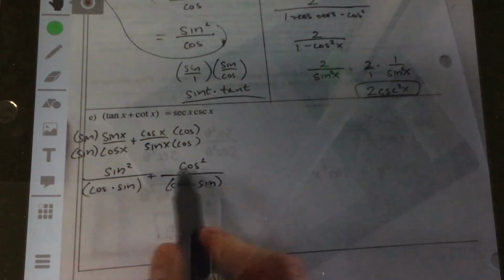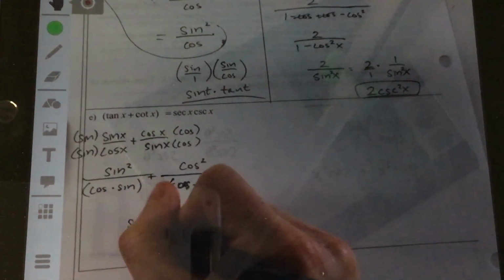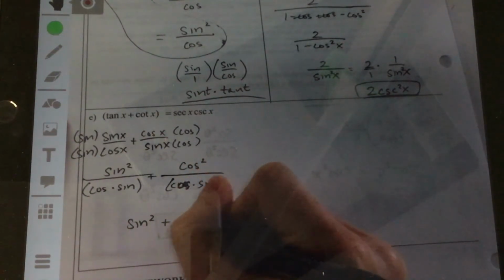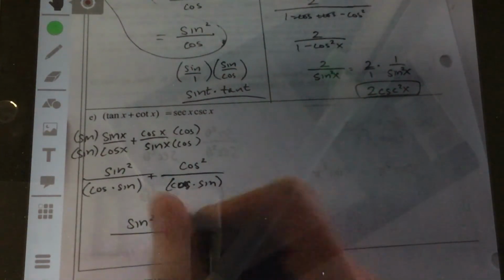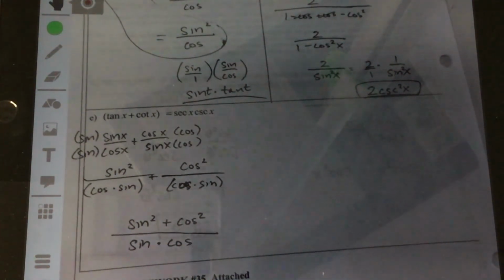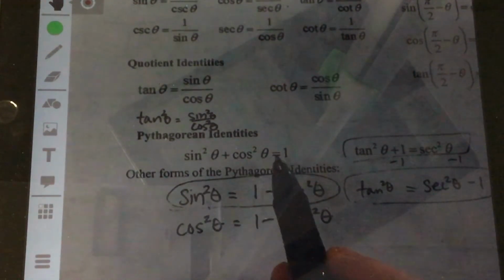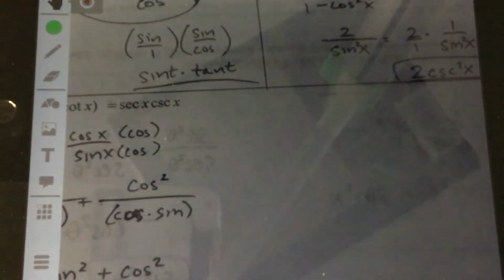Now when you get to here, you can just add the numerators together. You might even already be thinking ahead what that's going to add to using that identity, but if you haven't recognized it yet, just write sine squared plus cosine squared on the top. On the bottom, it's going to be sine times cosine, or cosine times sine, however you want to write it. Now the top, and hopefully you recognize that. If not, the more you do these, the more you'll recognize the common ones. But sine squared plus cosine squared always equals 1. So we can just change the top of this fraction into a 1. So this really equals 1 over sine times cosine.